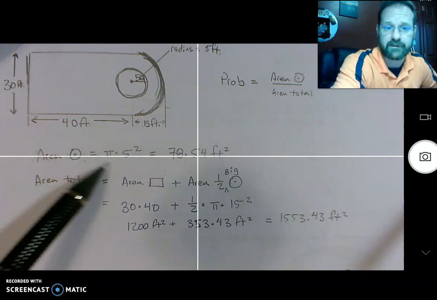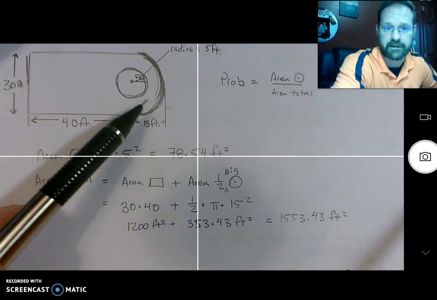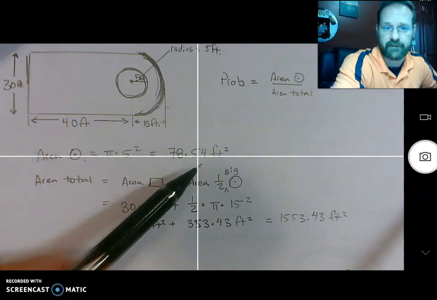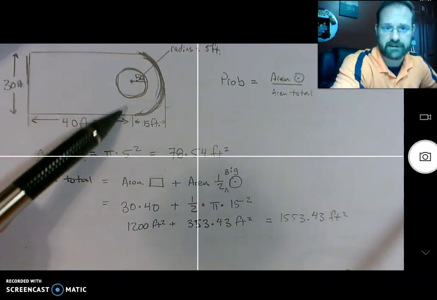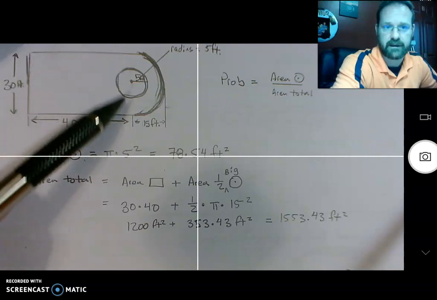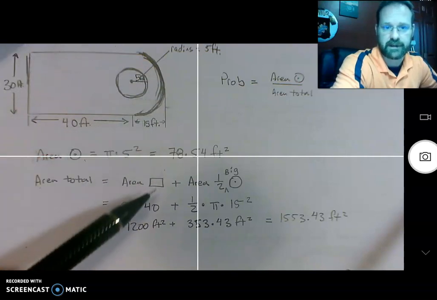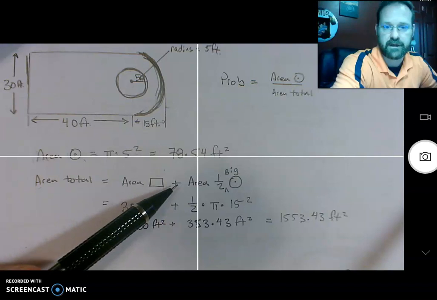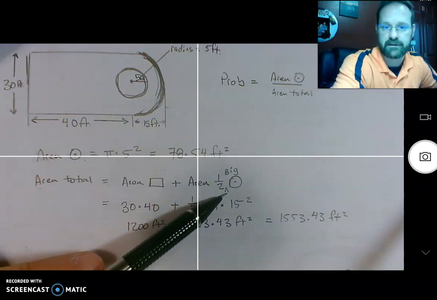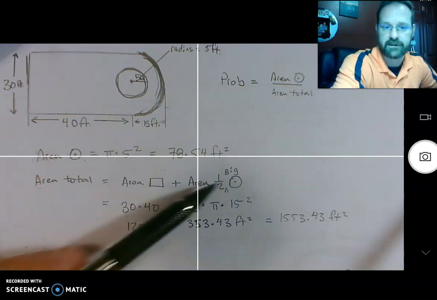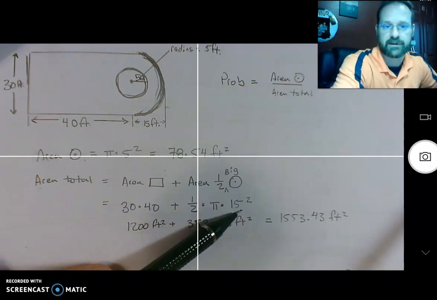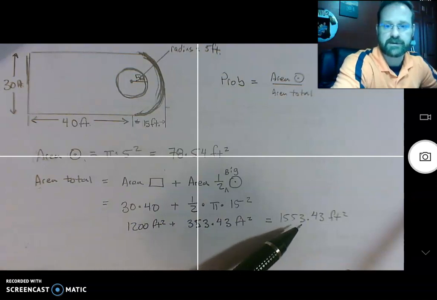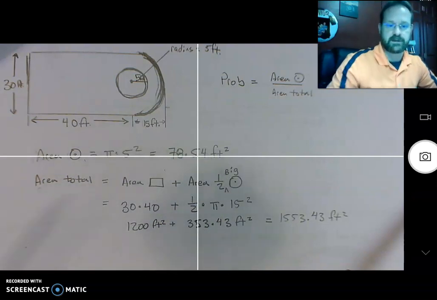Okay, so area of circle, pi r squared, 78.54 feet squared. For the total area, I just cut this into a rectangle here and then a half circle. So the area of the rectangle plus the area of the half big circle: 30 by 40 plus 1/2 pi r squared. This is the radius there. Adding all those, we are so close to being done.